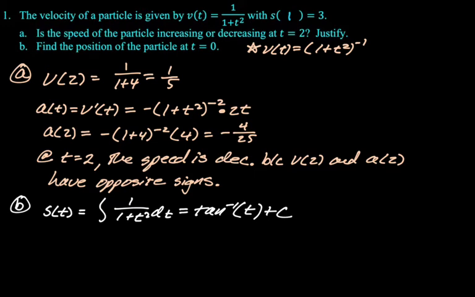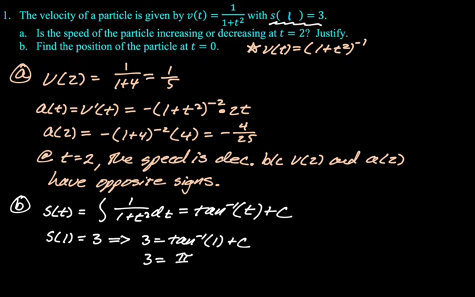So we know that s of 1 is equal to 3. So knowing that s of 1 equals 3, we can definitely say that 3 is equal to the arctan of 1 plus c. Now we need to know the arctan of 1. It's always good to go back and review these every once in a while. The arctan of 1 is pi over 4. So this is going to be 3 equals pi over 4 plus c. So c is gross. C is 3 minus pi over 4. It happens. There's really nothing we can do about that.